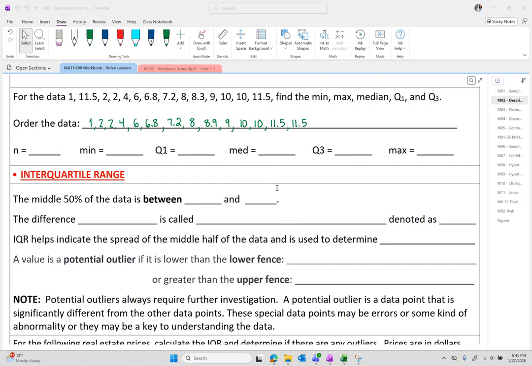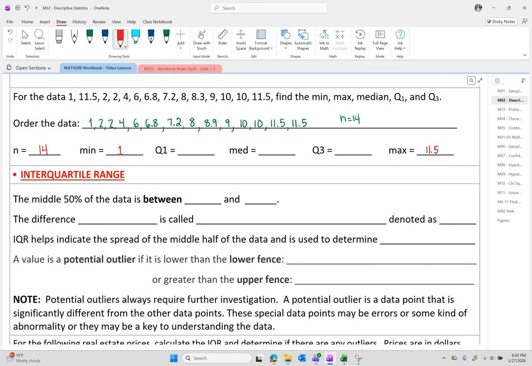And I have n equals 14 data values. So if I order them from smallest to largest, the n is 14, my minimum is the value 1, and my maximum is the value 11.5.